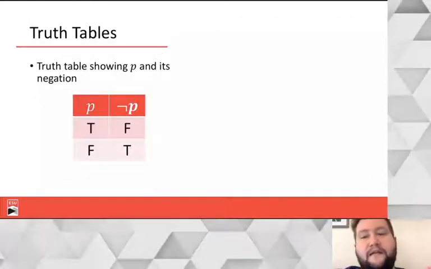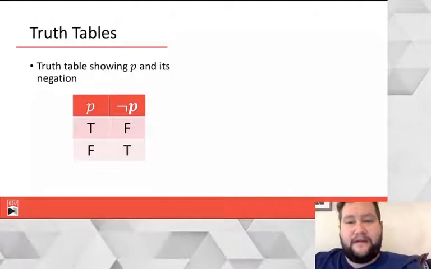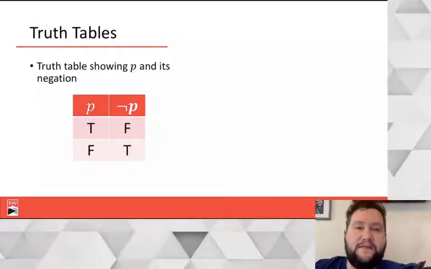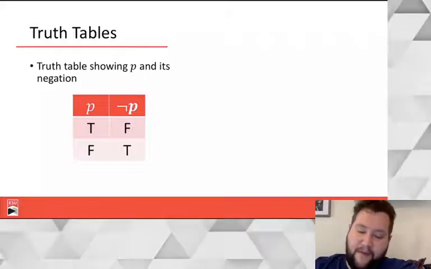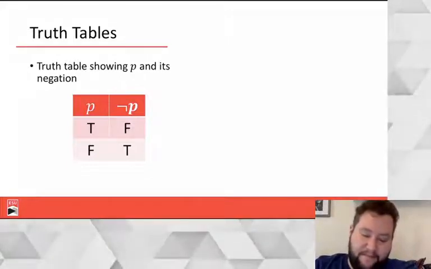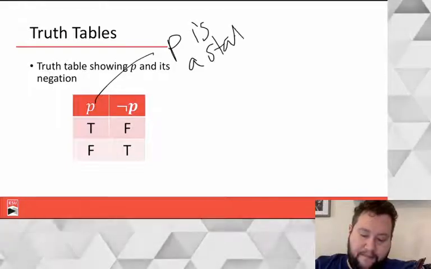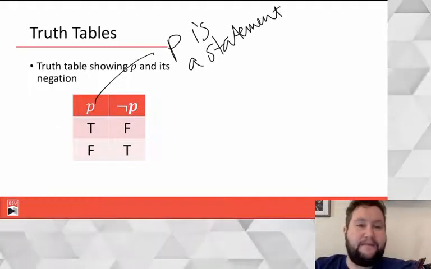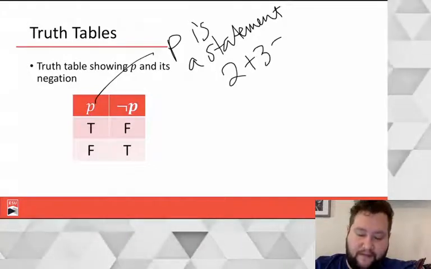And so it turns out that when we're working with a lot of truth values, it's going to be a little bit easier if we start to put them into tables. And so remember, if P is some statement, so P is a statement like 2 plus 3 equals 5.